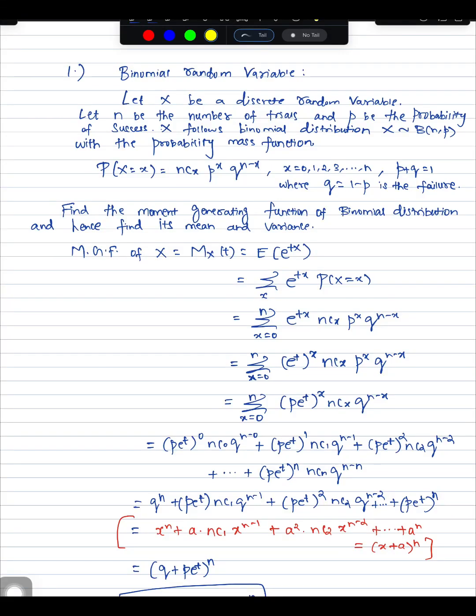Hi all, good evening. Today we'll look at the concept of binomial random variable and binomial distribution. So what is a binomial random variable?